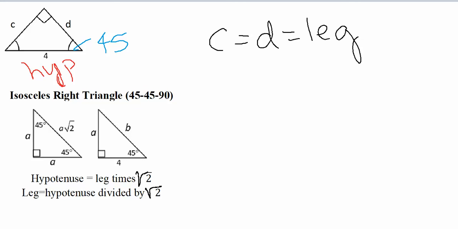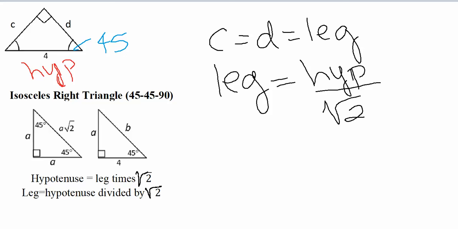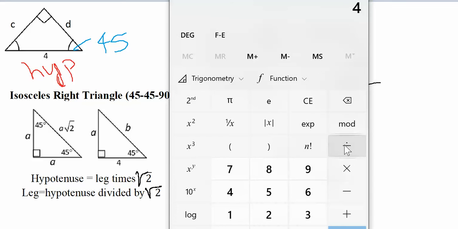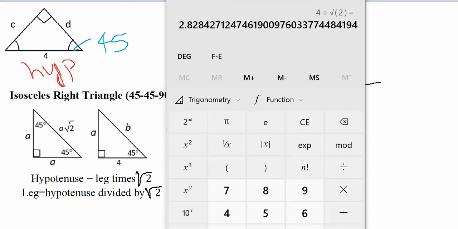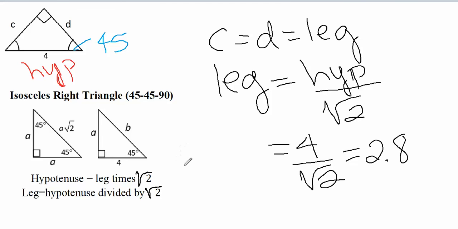The formula says that in a 45, 45, 90 triangle, the leg is equal to the hypotenuse divided by the square root of 2. So we'll substitute our numbers in. The hypotenuse was 4, and we're going to divide that by the square root of 2. Grab your calculator. You can see I've typed in 4 divided by the square root of 2. Hit equals: 2.828. We can just round that to 2.8. And that, remember, is both C and D, because my legs are equal in a 45, 45, 90 triangle.